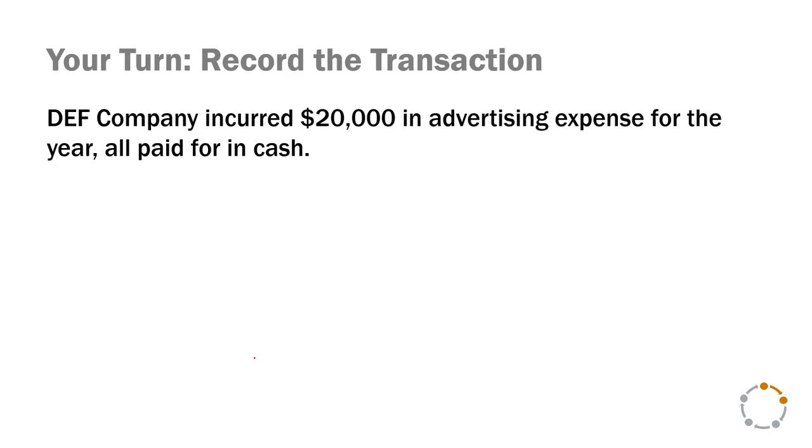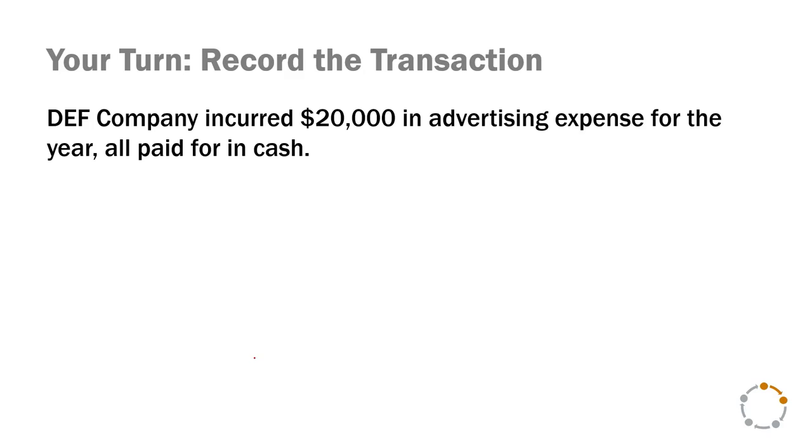Next transaction. DEF Company incurred $20,000 in advertising expense for the year, and it paid for it all in cash. Take a few minutes. I bet you can do this one. Give it a try, then come back and we'll see how it went.